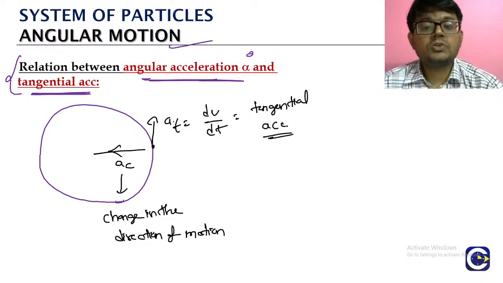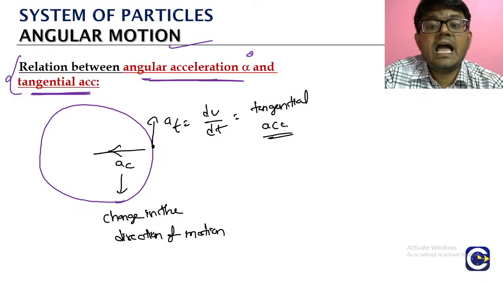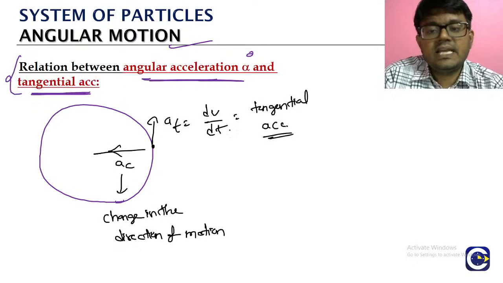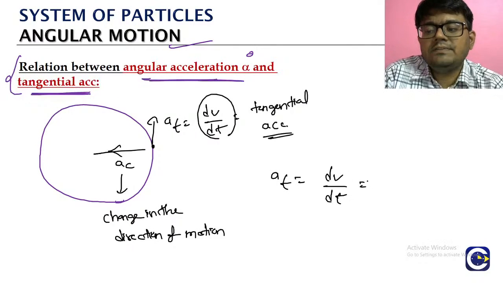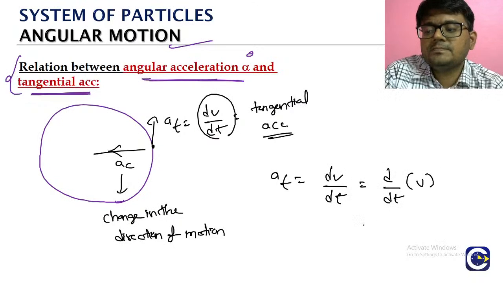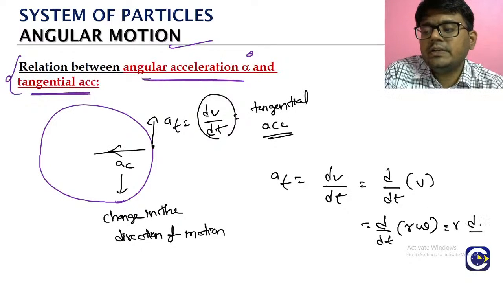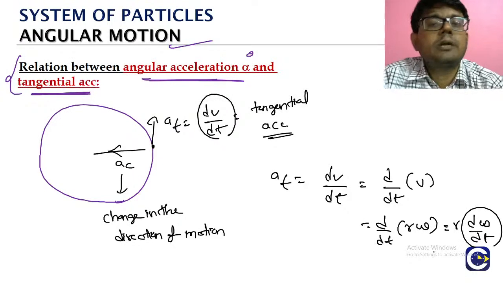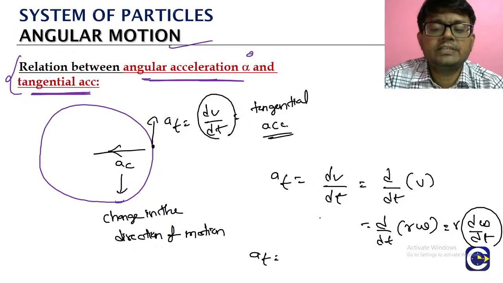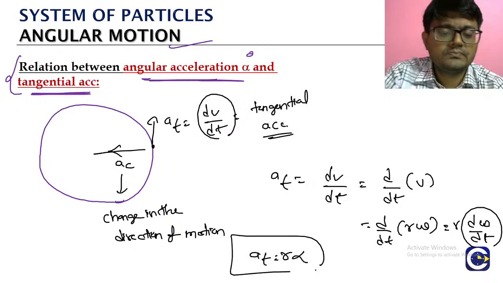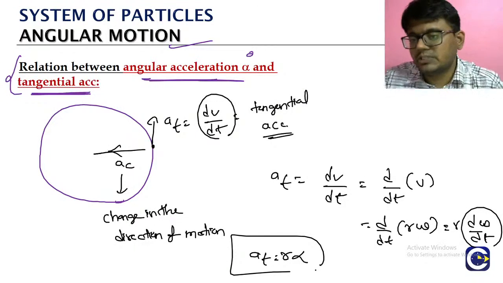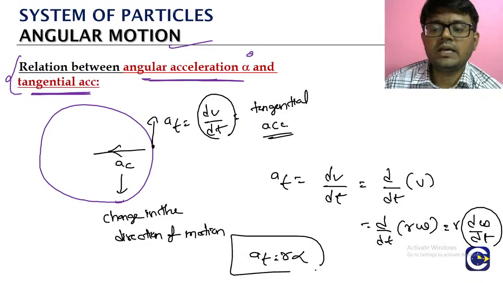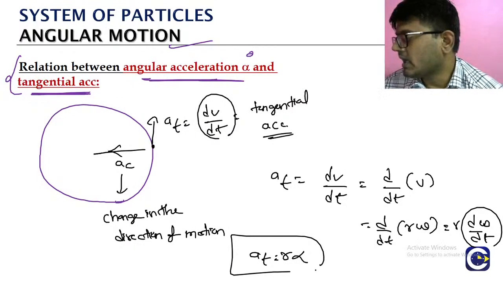So we are looking at the relation between the angular acceleration alpha and the tangential acceleration. What is the tangential acceleration formula? dv by dt, the derivative of v. Derivative of v is r omega, with r remaining constant. So r comes out, and what is d omega by dt? Alpha. So tangential acceleration is r into alpha. For a particle in circular motion, the value of tangential acceleration is equal to r into alpha.